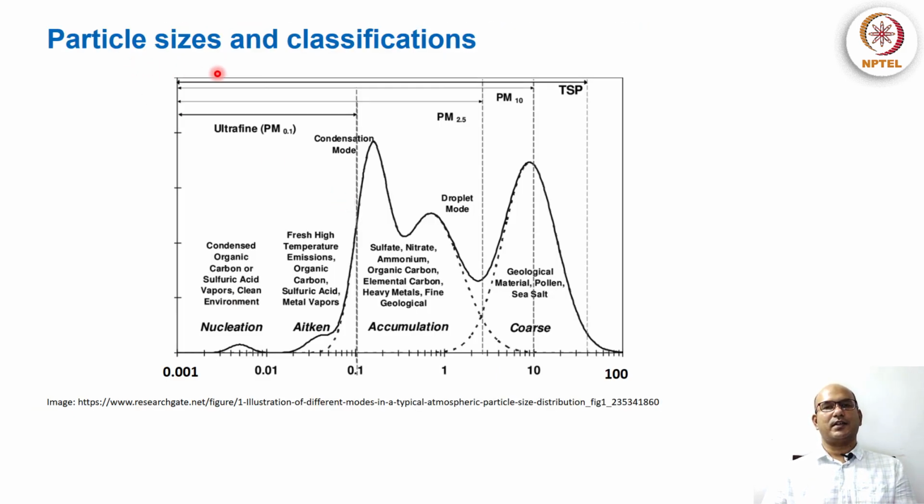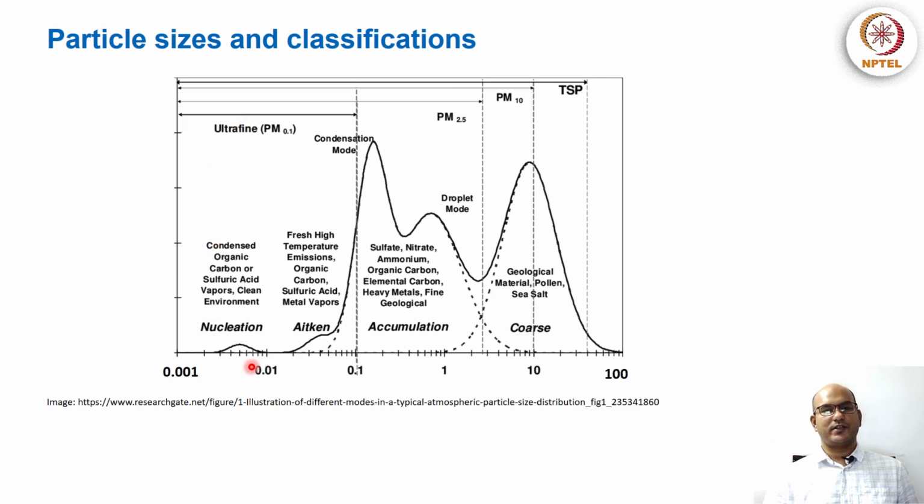This is not completely to scale, but we can see in comparison how different they are. Now we can do some classification also. So on the x-axis we have the diameter in micrometers. So 0.001 micrometer, which is 1 nanometer. This is 0.01 micrometer, 0.1 micrometer, 1, 10, 100 micrometers. So less than 0.1 micrometer we are generally talking about ultrafine particulate matter, and this is like PM0.1. So you see here less than 0.1.